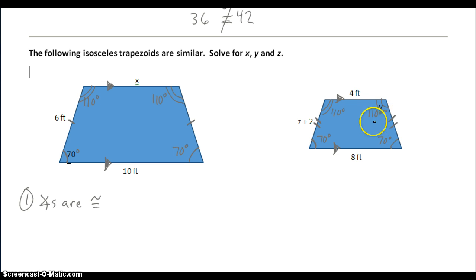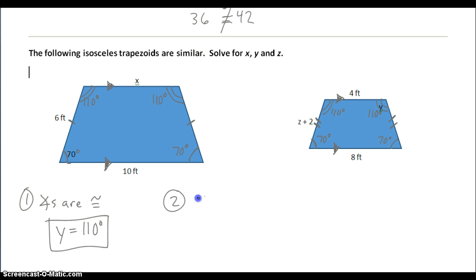So to figure out y, I don't have a formula. I don't need to set up a proportionality. I just need to use the fact that my angles are congruent and figure out that y is 110 degrees. Since my angles are congruent, I don't need to set up a proportion. I just need to solve using what I know.